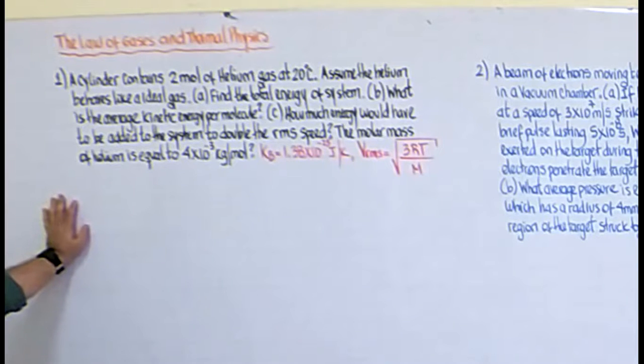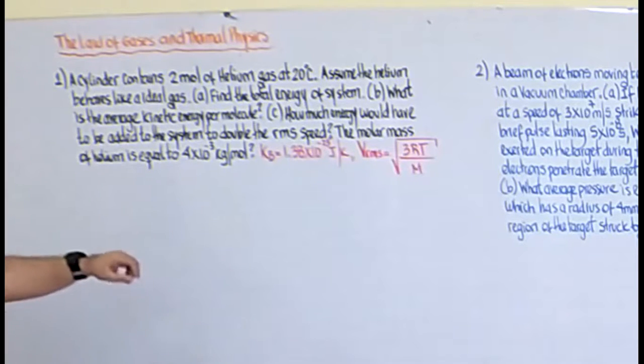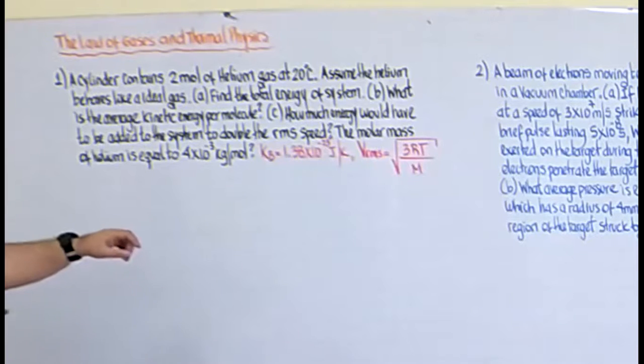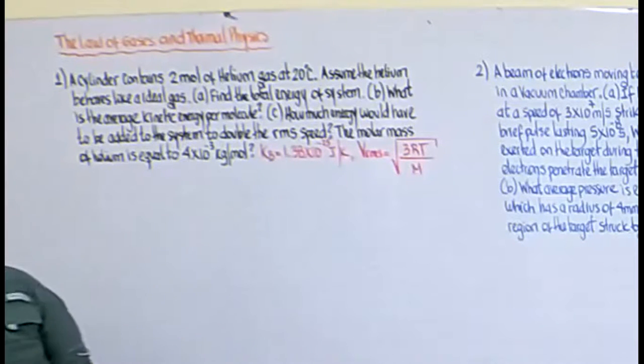Remember the root mean square speed, right? That's supposed to be the velocity of the gas in one singular space. And remember, the problem already gave us the molar mass of the helium. That's supposed to be equal to 4 times 10 to the negative third power kilograms per mole. Okay. What do we have to do in this situation?